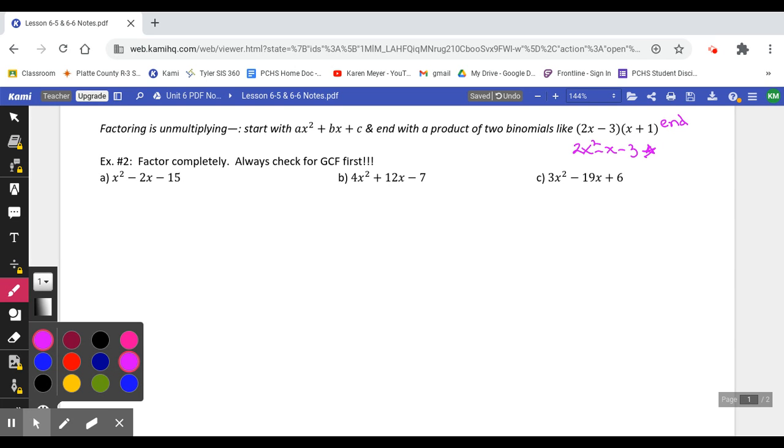Okay, so here we go. We have to figure out the product, the sum, and the factors first. To do the product, your product is going to be A times C. Well, you might say, what is A? A is always located in front of x squared. And C is always your plain number at the end. So my A in front of x squared is a 1. And my C is negative 15. So 1 times negative 15 is negative 15. So my product is negative 15.